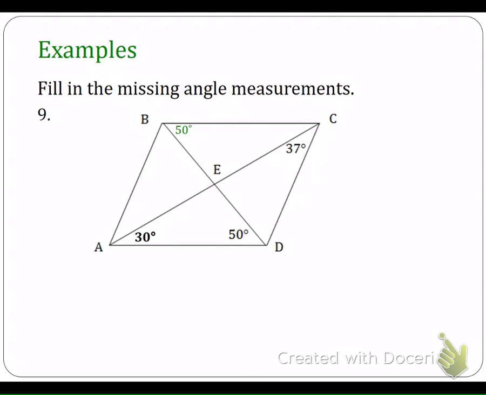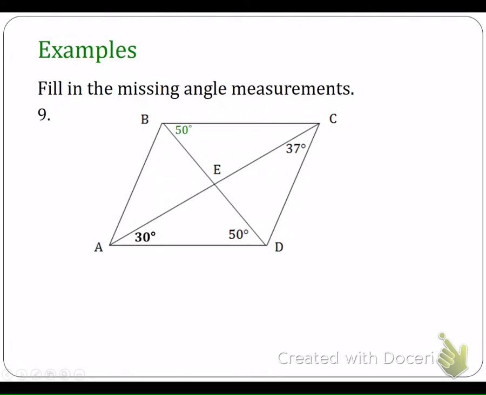So fill in the missing angle measures. You kind of just got to pick a starting spot and run with it and hope you can figure the rest of them out. So we know that alternate interior angles are congruent. So if this guy's 50, this guy over here is 50. If this guy's 30, this guy's 30. If this guy's 37, this guy's 37. So it's across the figure on the other side of the diagonal. So those are the three I'm going to fill in first.